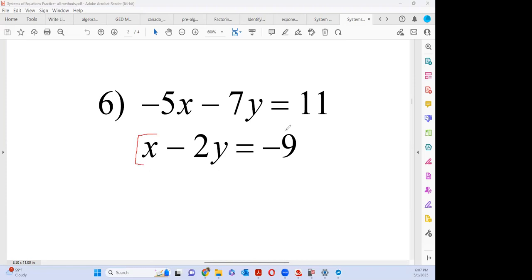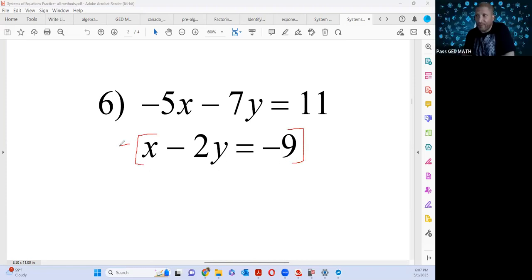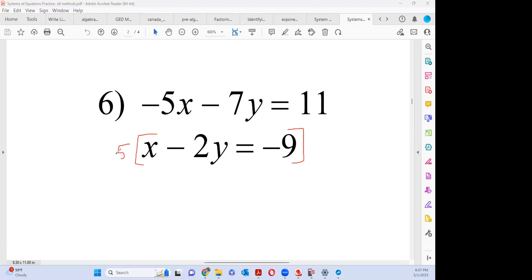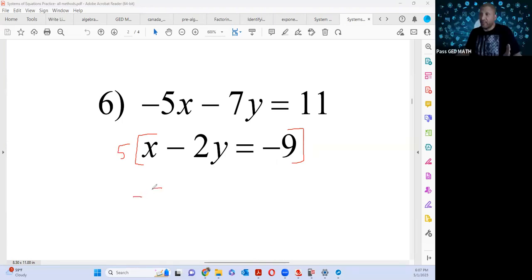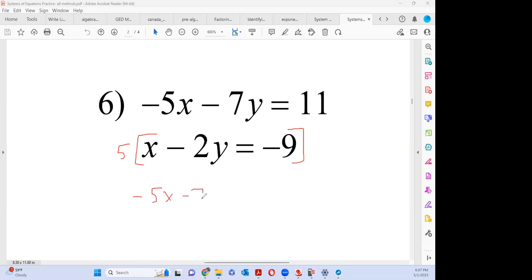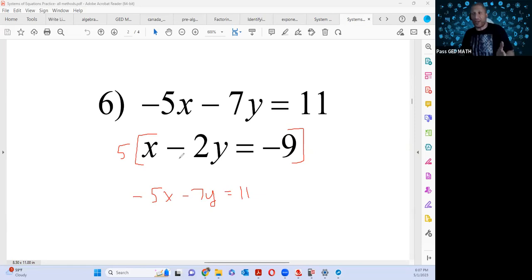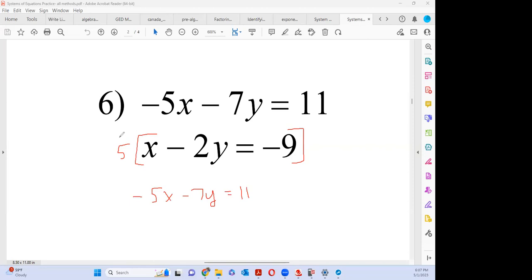So now I can't just multiply x by 5. I have to multiply the entire equation by 5. The first equation is going to stay the same: 5x minus 7y equals 11. And now I have to distribute that 5. That means I need to multiply that 5 by everything in the parentheses.